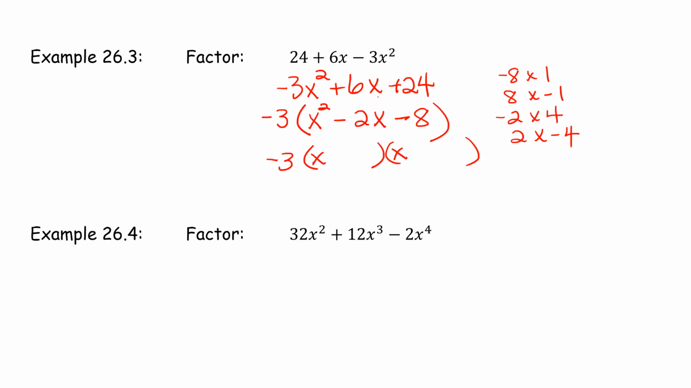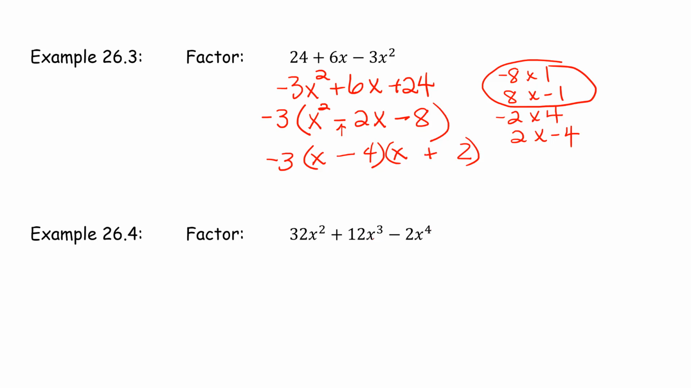So the middle term coefficient has to be negative 2. These guys are not going to add up to negative 2 no matter what I do with them. So the 4 and the 2 are what we need here, and we want those to add up to negative 2 right here. So I'm going to make the 4 negative and the 2 positive.